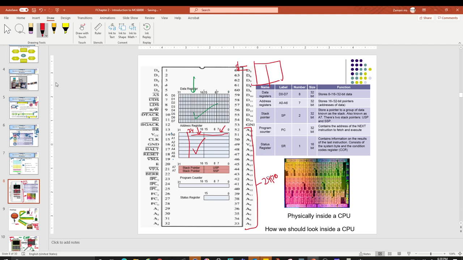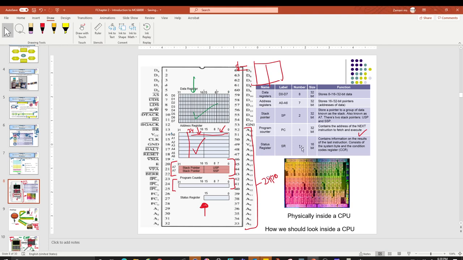Then the stack pointer, which is going to be one whole chapter, a very tough one. And you have the program counter, which contains the address of the next instruction to fetch and execute. I'm going to touch on this one a bit today because it will be finished quite soon. For today's lecture, we are going to concentrate on the status register, which is 16 bit in size.